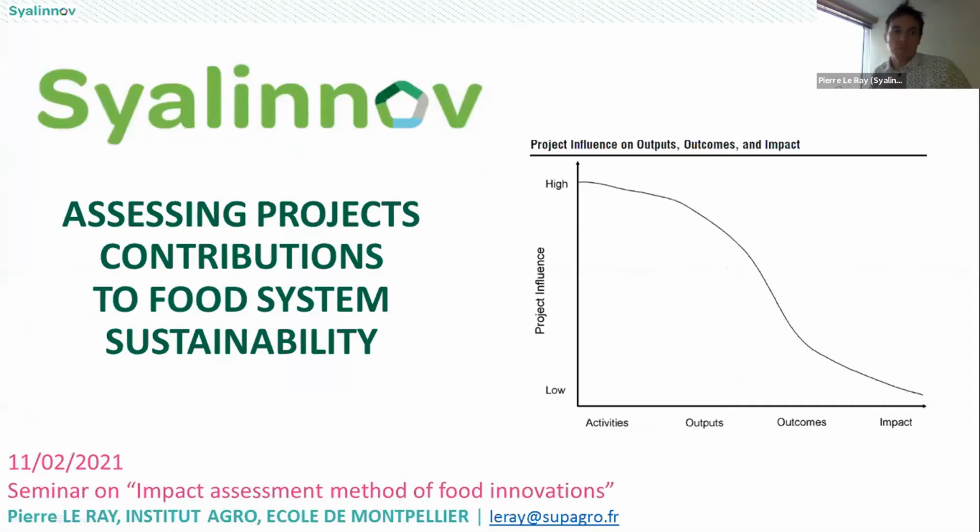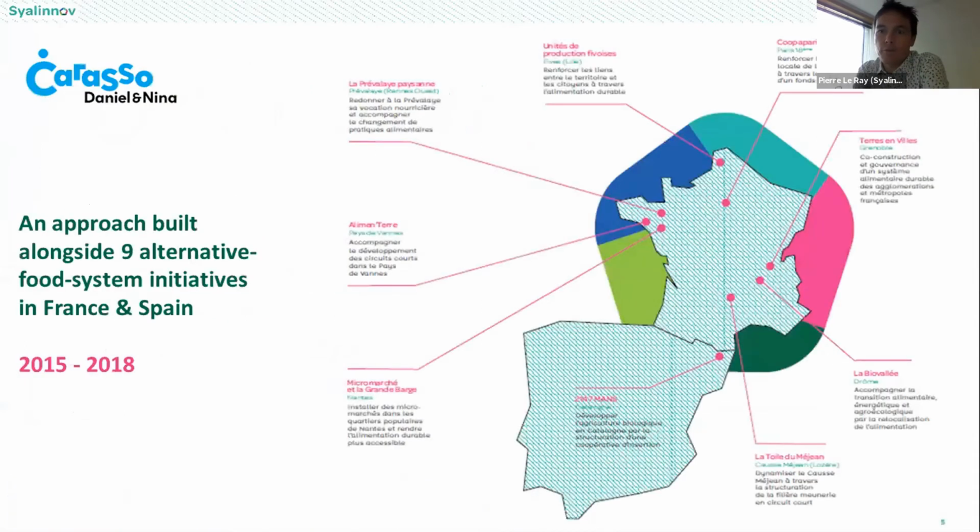As you said, I'm going to talk about Syalinnov, which is an approach that we built alongside 9 alternative food system initiatives in France, but also in Spain, between 2015 and 2018. That was a commission from the Fondation Daniel and Nina Carasso.